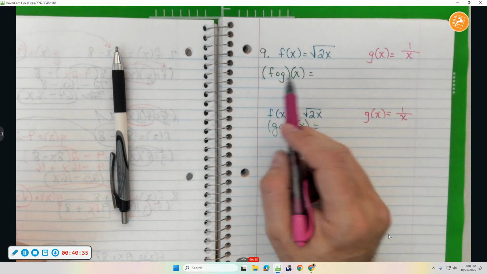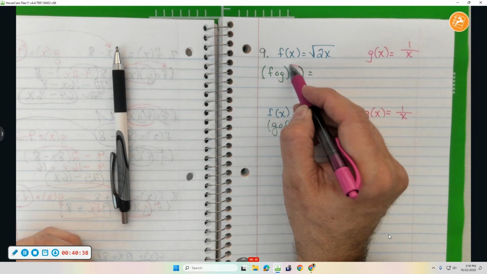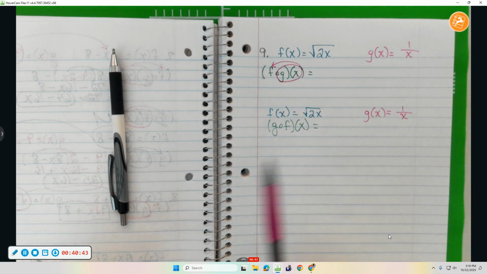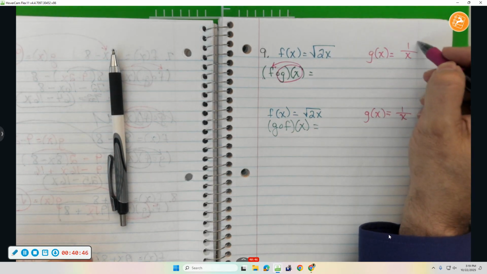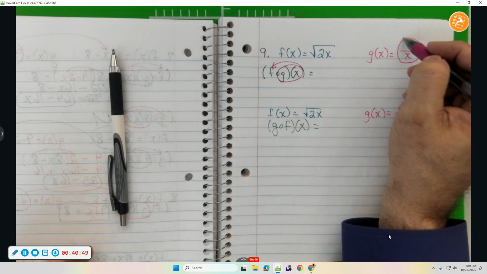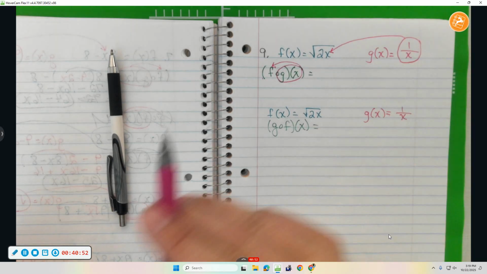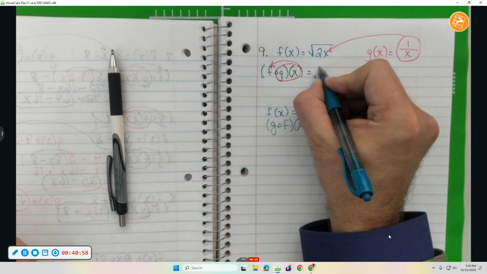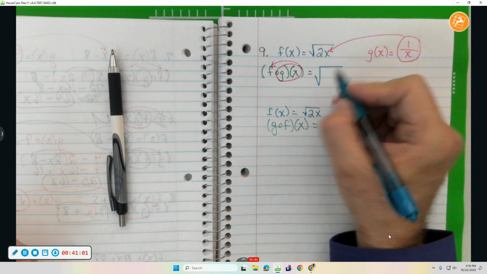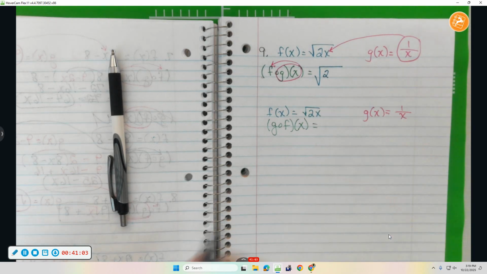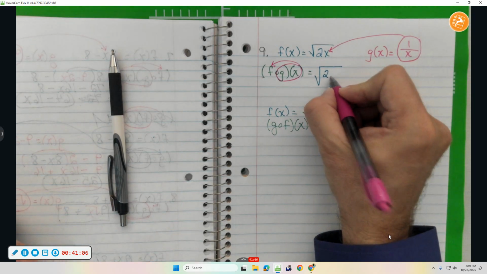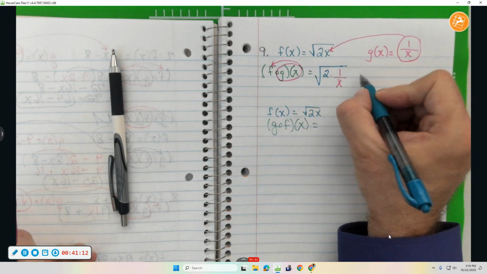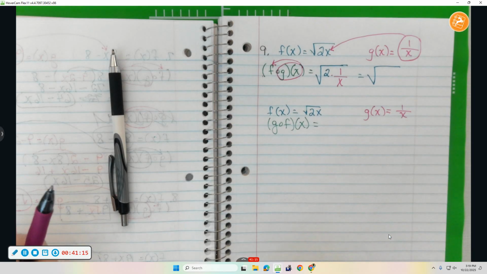Okay, so f of g of x, we're going to plug g into f. So in place of this blue x, I'm going to put the pink 1 over x. That's going to make it a little messy. I still have the blue square root, but it's going to be bigger. Then we have a 2. That's 2 times x. So now we're going to have 2 times 1 over x. And y'all know how to multiply fractions.